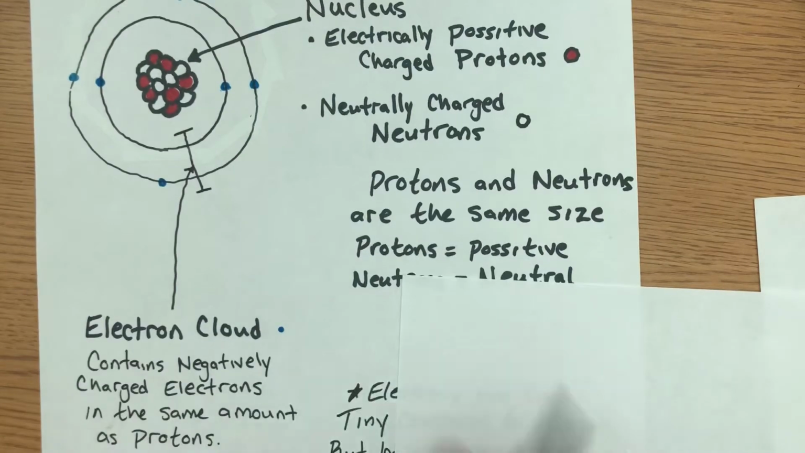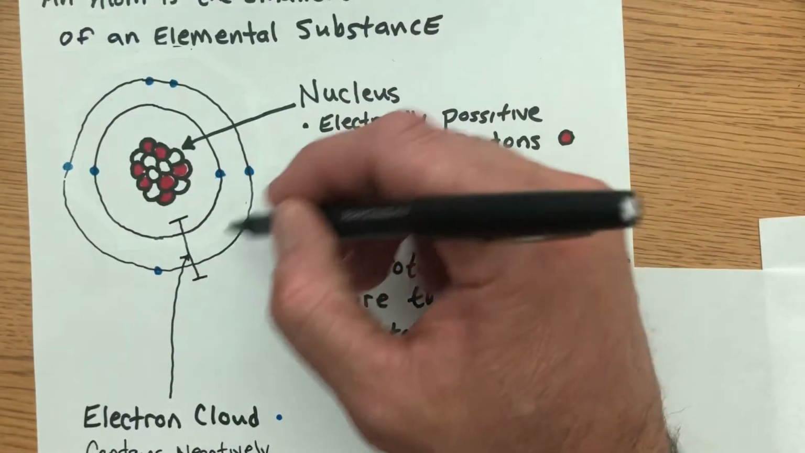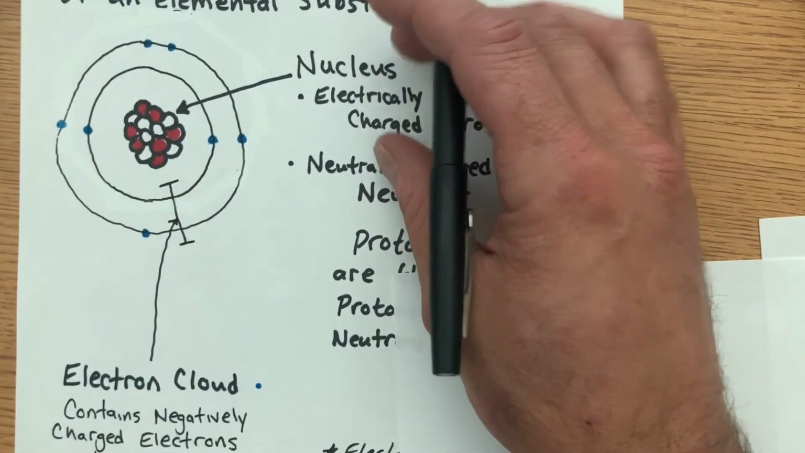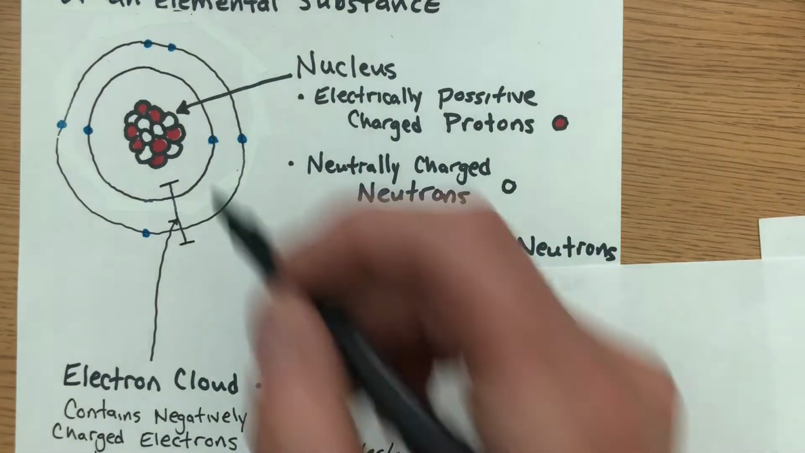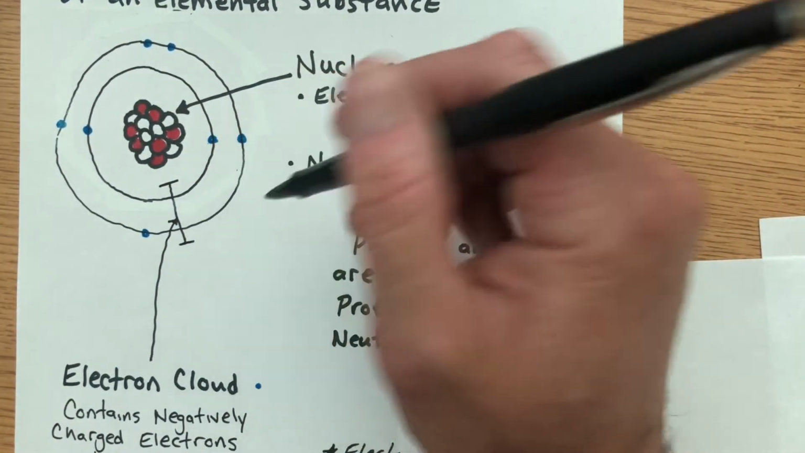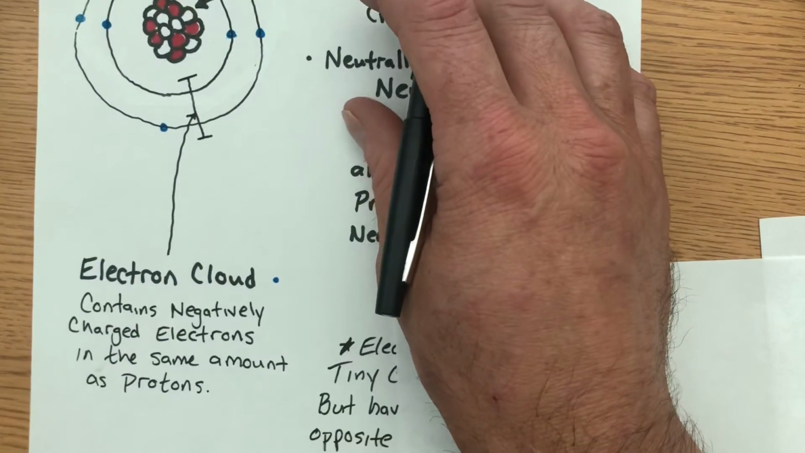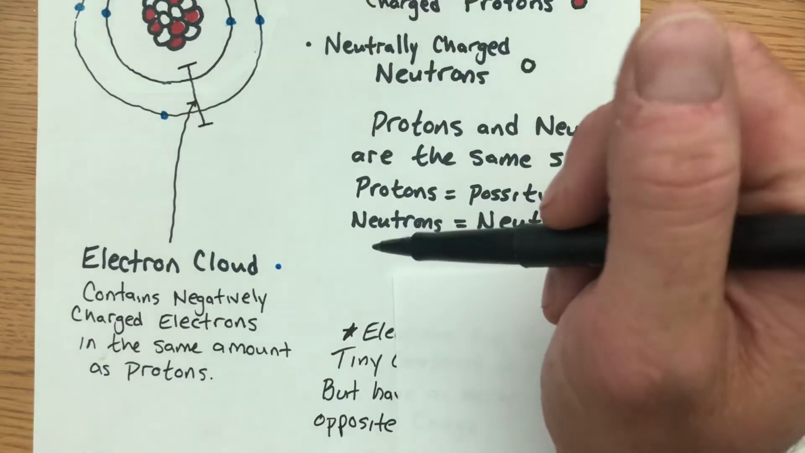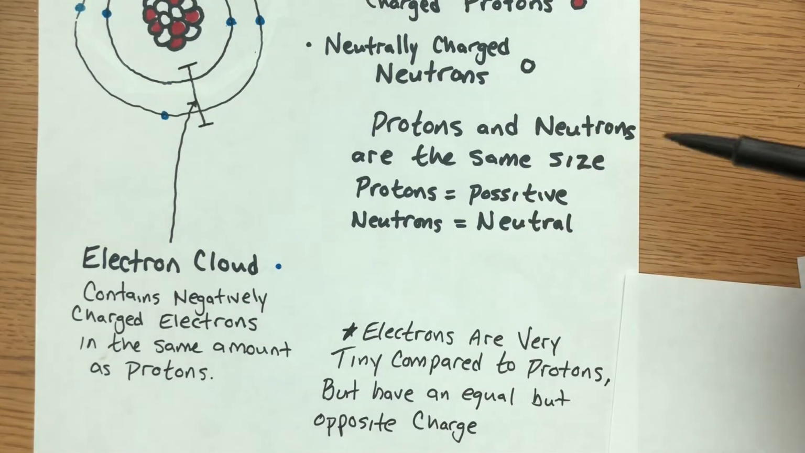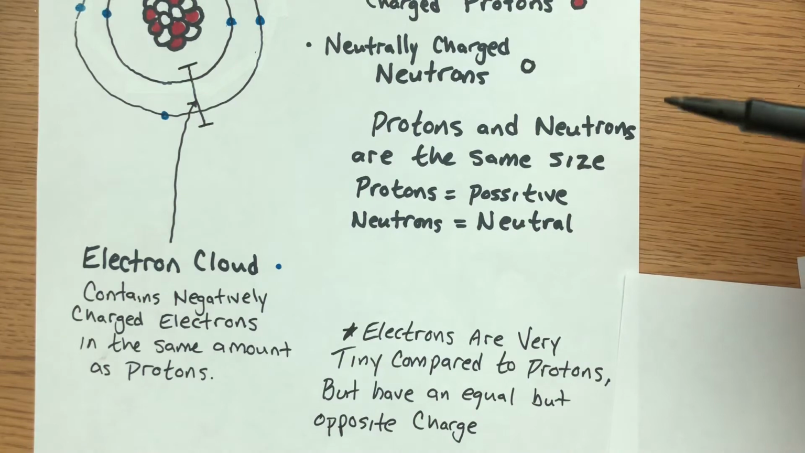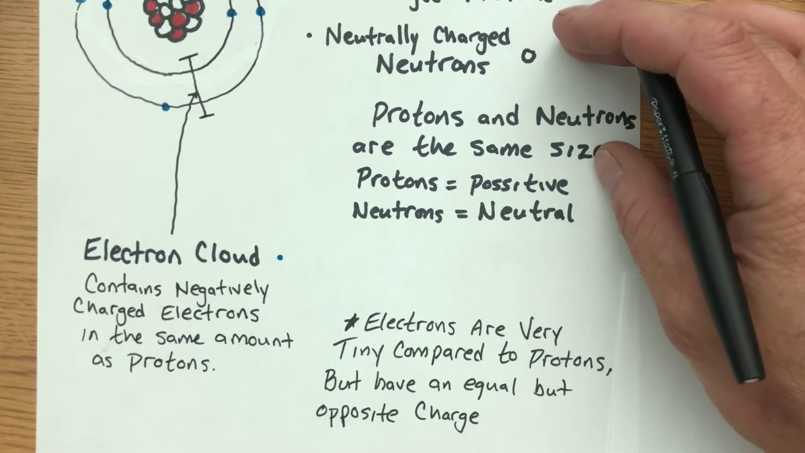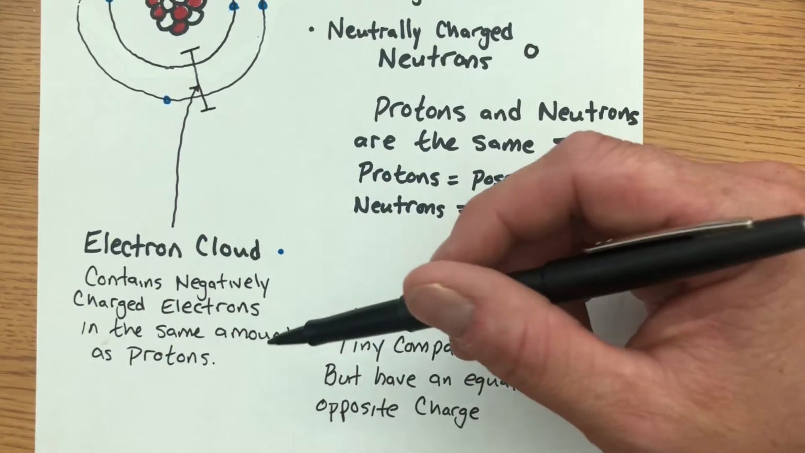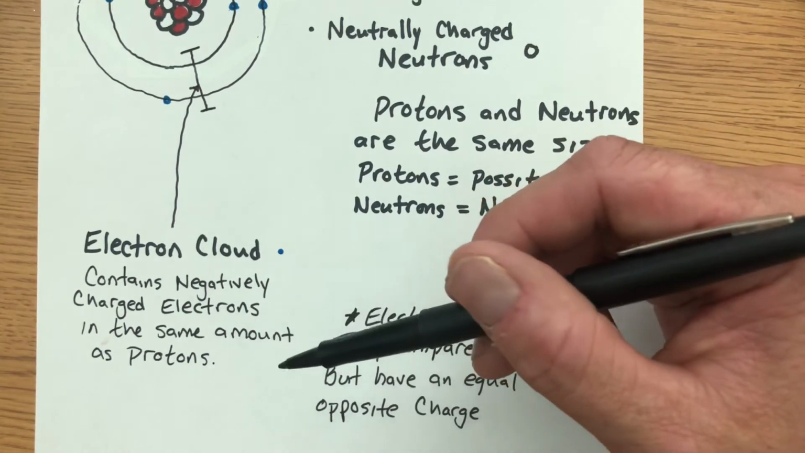This part, the electron cloud, which are these circles around the nucleus, of which there can be up to 7. We're gonna stick with elements that have just 1, 2, or 3 of these circles around them. But the electron cloud, that's where the electrons live. And electrons are very, very super tiny. They are just a very small fraction of the size of a proton or a neutron. They're negatively charged, and they are in the same amount as the number of protons.